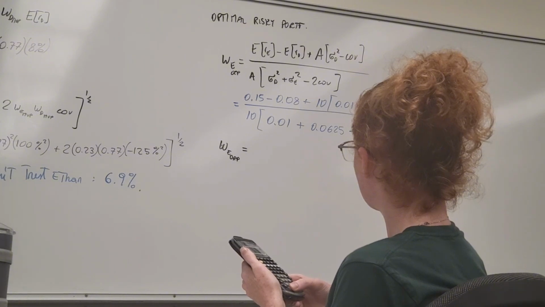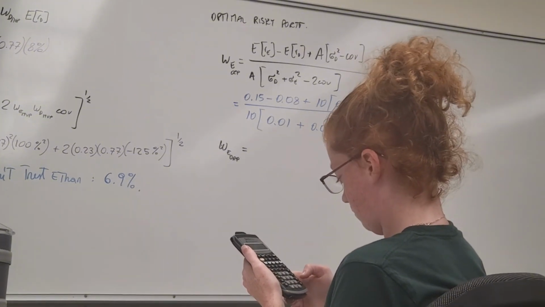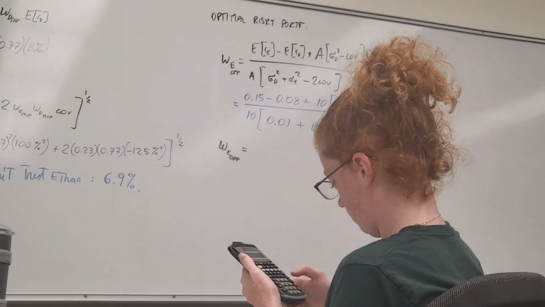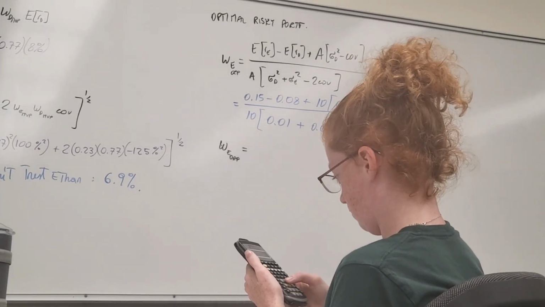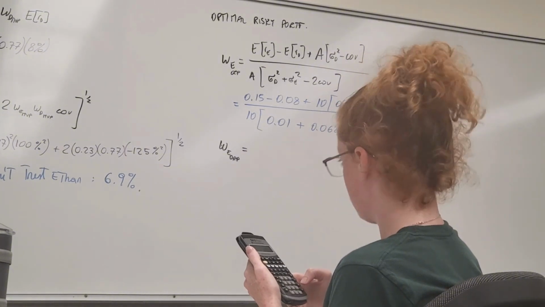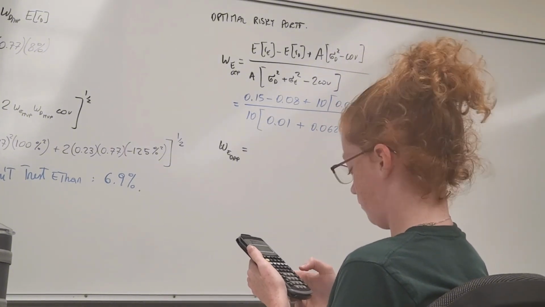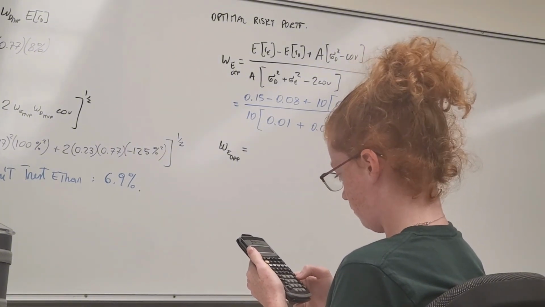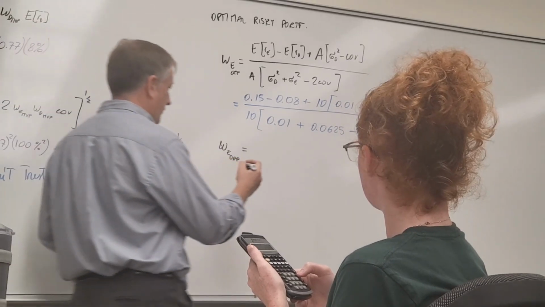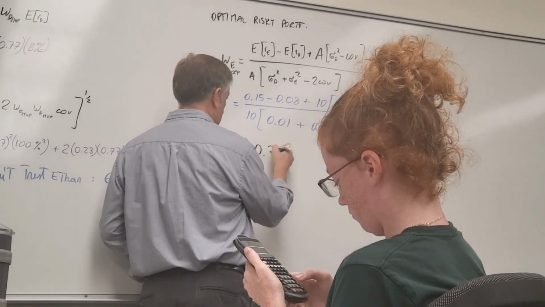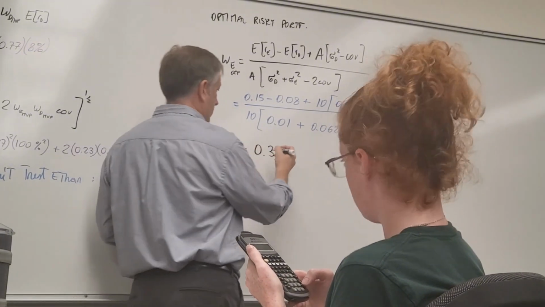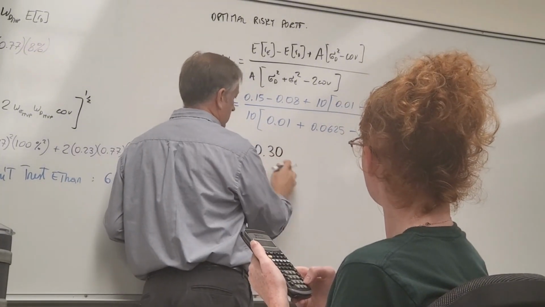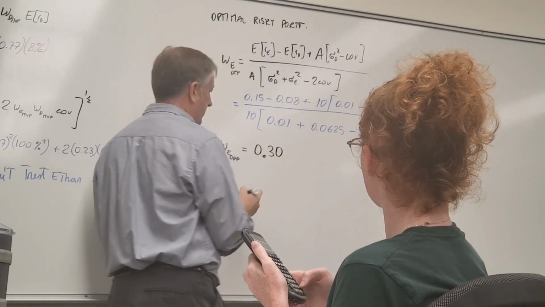So what should we get? Well, we shouldn't get anything less than 0.23, right? Because any optimal portfolio is gonna be between these two. I got 0.3. I got 0.32. 0.3 even. No, 0.302. 302, alright, so let's go with that. Yep.